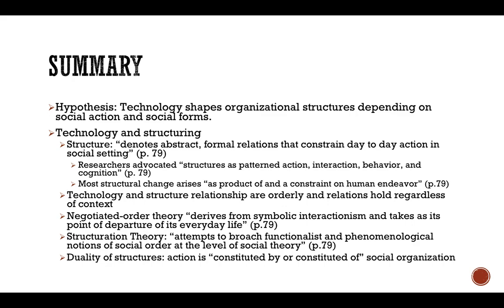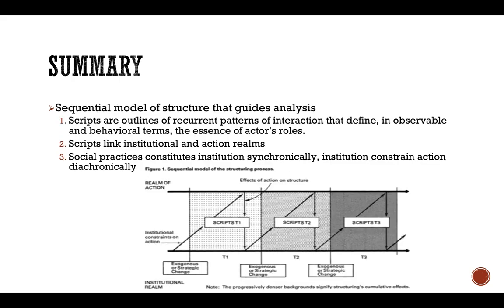So in this case, they look into the negotiated order theory and the structuration theory, where the negotiated order theory derives from symbolic interactionism and takes everyday life as its point of departure. But structuration theory attempts to approach functionalist and phenomenological notions of social orders at the level of social theory. So in structuration theory, they look more into the relationship of technology and structuring as dynamic, and Giddens also talks about the duality of structures, where action is constituted by social organizations.